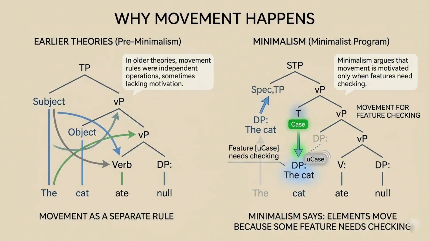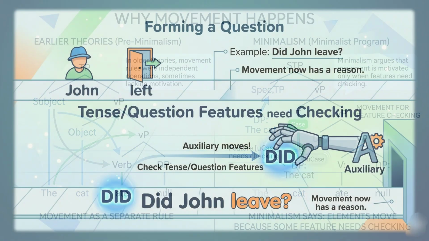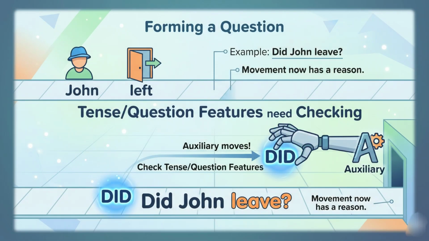Why movement happens. Earlier theories used movement as a separate rule. Minimalism says, elements move because some feature needs checking. Example: in questions, did John leave? Auxiliary moves because tense, question features need checking. So movement now has a reason.